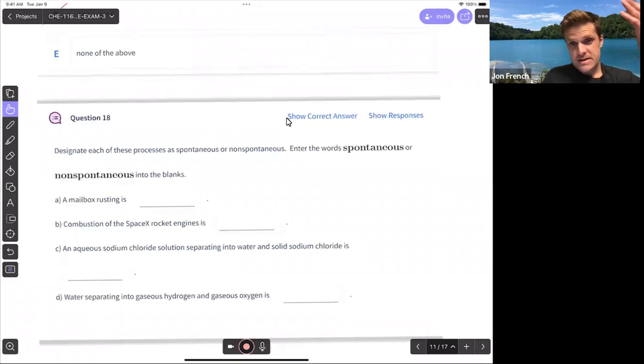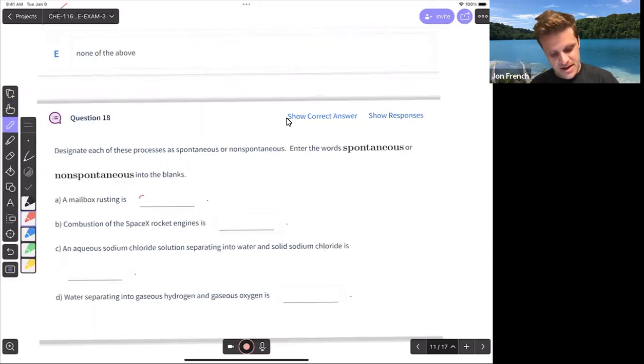So something that's spontaneous, right? We know that happens. We've seen that happen, right? So metal rusting, that's spontaneous, right? Rusted metal exists in this world. That is spontaneous. Combustion of a rocket fuel, again, that happens, right? That's spontaneous.